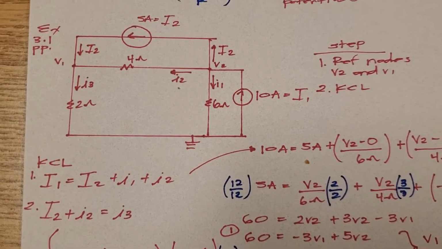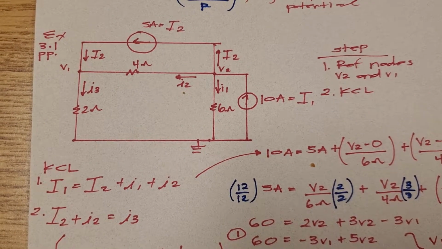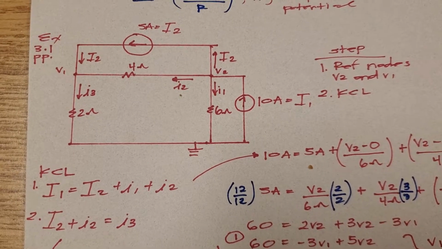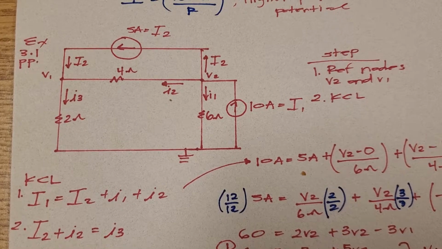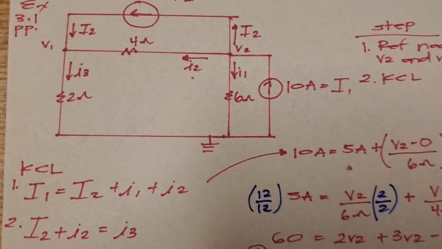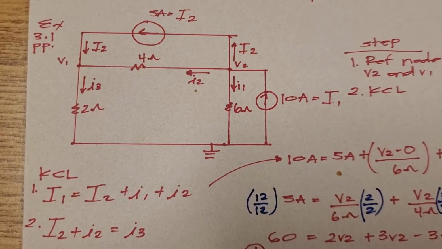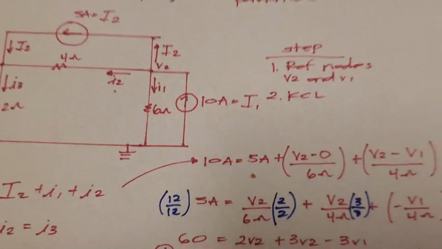For my second one, because I want to find V1, I know there's a current source at the top at 5 amps, or big I2, and my small I2, which is going horizontally to the left, should equal I3. Those set up my two equations. Since I have two unknowns, I have two equations, so I'm pretty much set. So I'm going to plug it in.